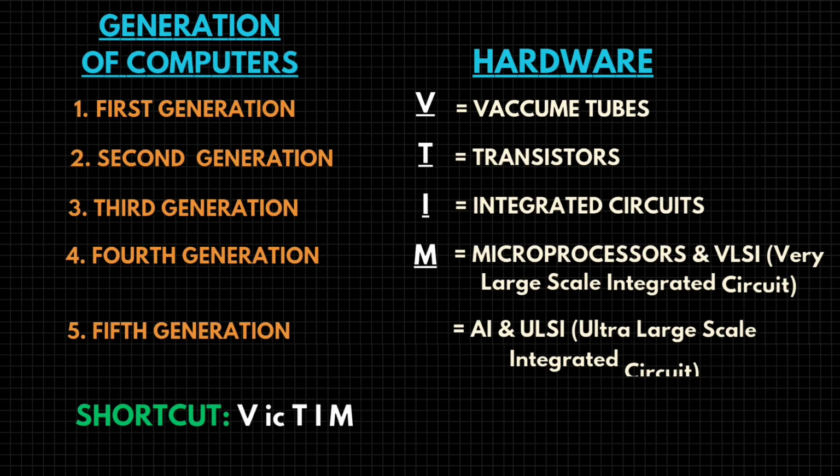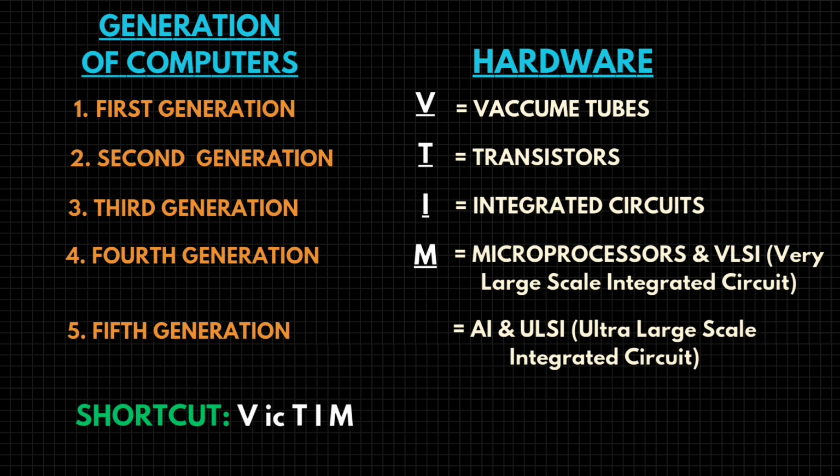The first topic is generations of computers and the kind of hardware that they use. The first generation computer used vacuum tubes. The second generation used transistors. The third generation used integrated circuits. The fourth generation used microprocessors or VLSI, very large scale integrated circuit. And the fifth generation used AI and ULSI, that is ultra large scale integrated circuit.